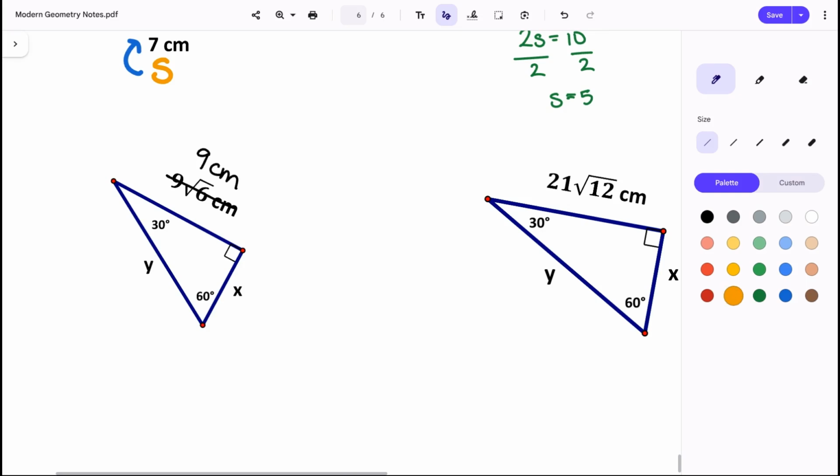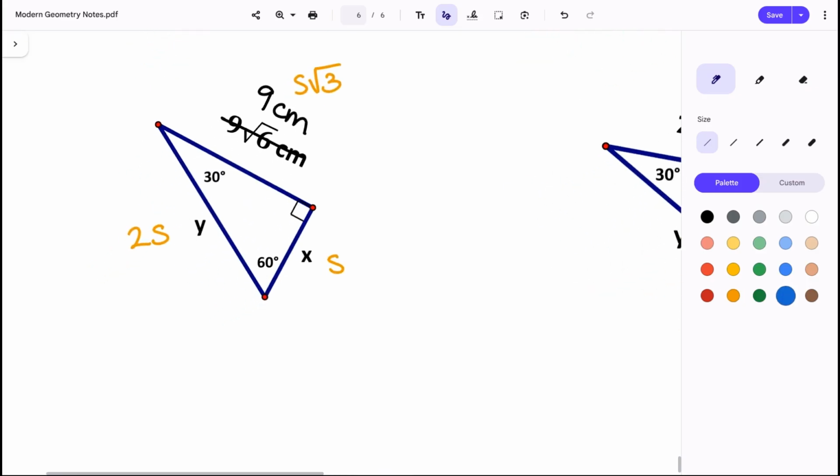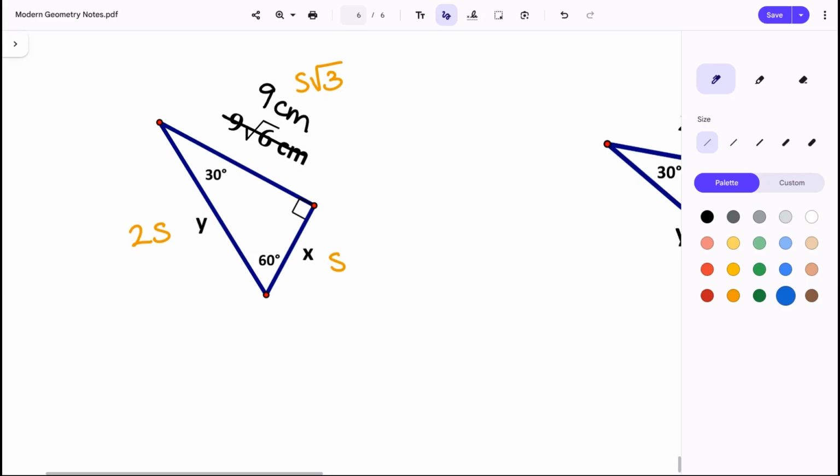So let's first start by labeling everything. So across from 30 is s. Across from 60, which is where I put that new 9, is my s square root of 3 side. And my y would be the 2s because that's my hypotenuse. Okay, now this time, I don't have just a real quick way to solve for s because I have s square root of 3 being equal to 9.